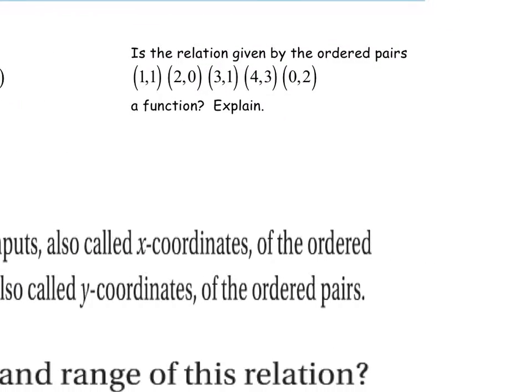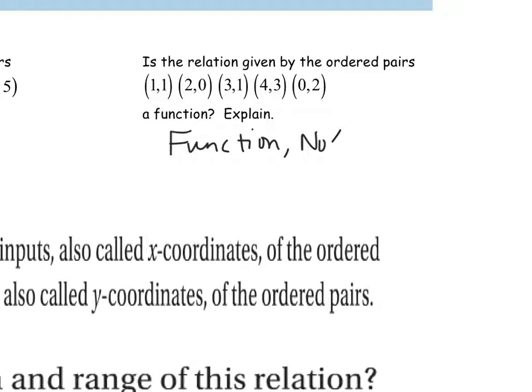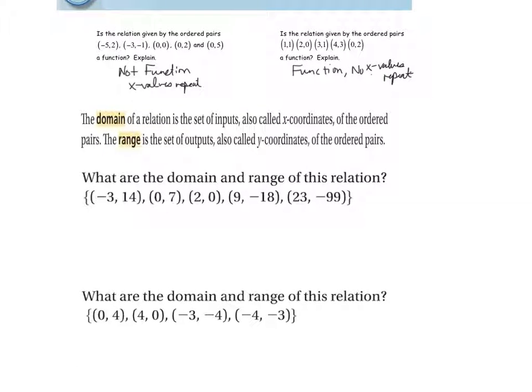Okay, let's look at this example. Again, I'm looking at x values. There's a 1, there's a 2, there's a 3, there's a 4, and there's a 0. All I'm looking at is the x values. Did any of those repeat? Well, no, they're all different. Perfect. This is a function. Again, no x values repeat here. Okay, so now you're able to figure out, is it a function from a set of ordered pairs?